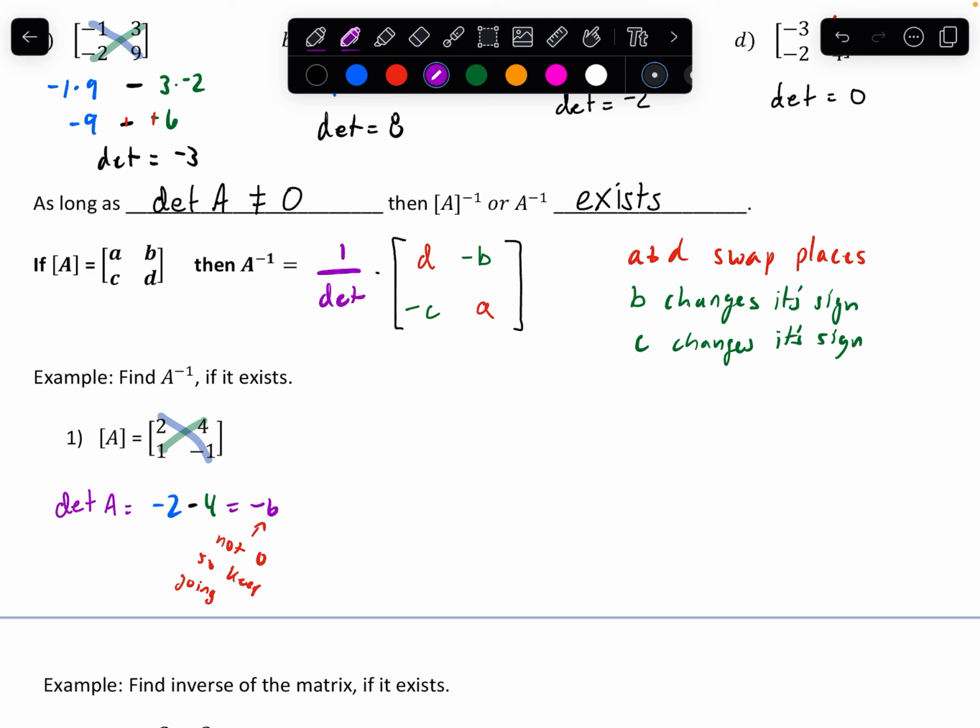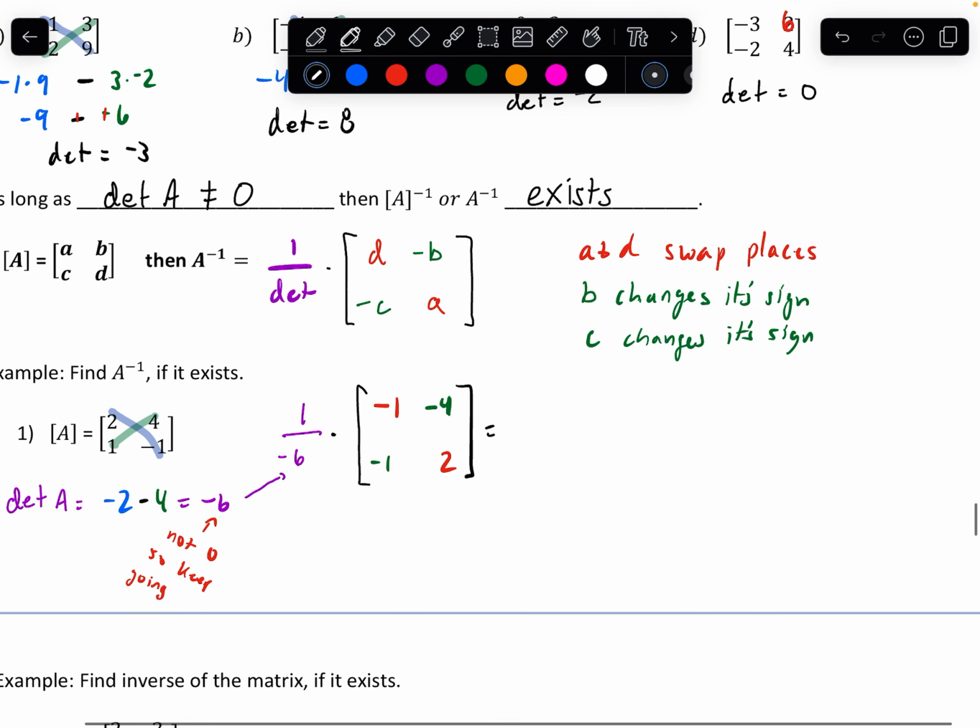So I'm going to take the determinant, right? I'm going to put 1 over the determinant, so 1 over -6, so that number went there, times, so remember, A and D are going to swap places, so I've got -1 here now, I've got 2 here now, and then 4 is going to change its sign, so I've got -4, and 1 is also going to change its sign, so I've got -1, and we'll just distribute that 1/6 through there.